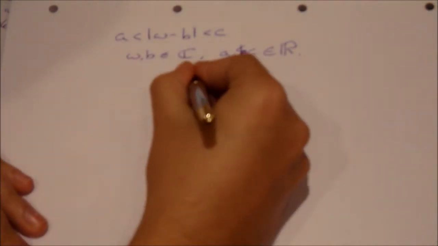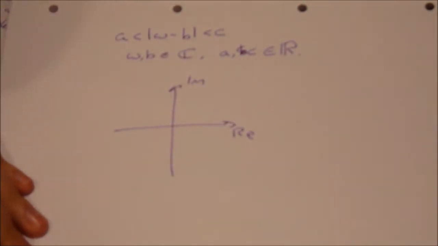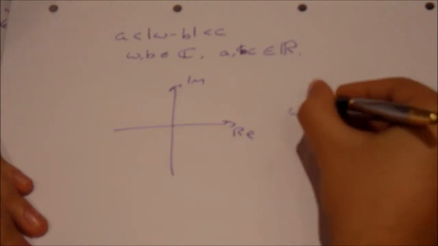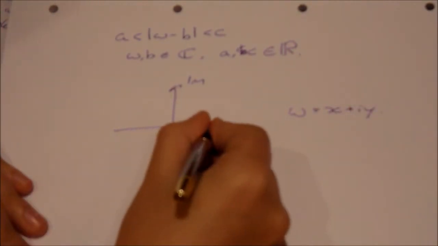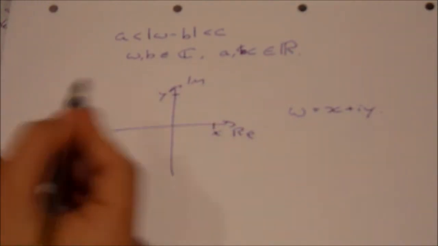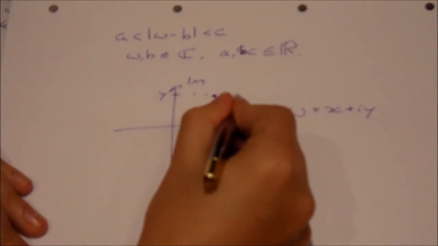I'll assume here that you're happy with the basic concepts to do with points in the complex plane, i.e. that you can take an imaginary axis and a real axis, and the point w, which can be written as x plus iy, is simply the point that is x along the real axis, y along the imaginary axis, to give you point w.